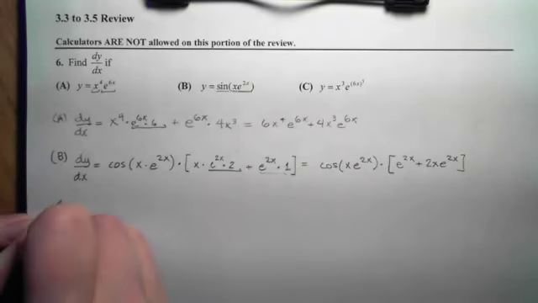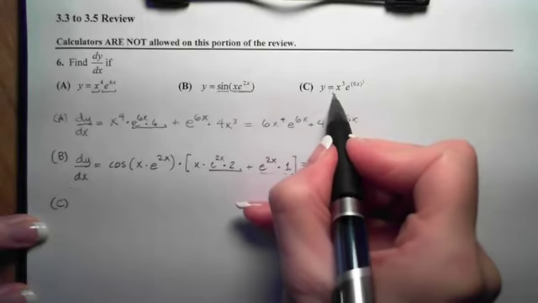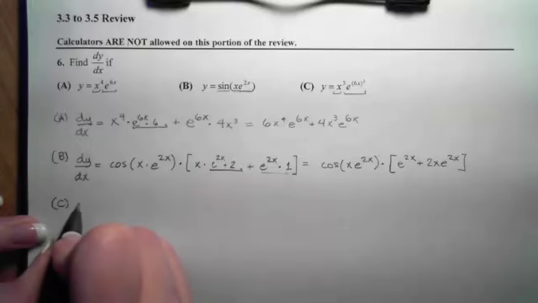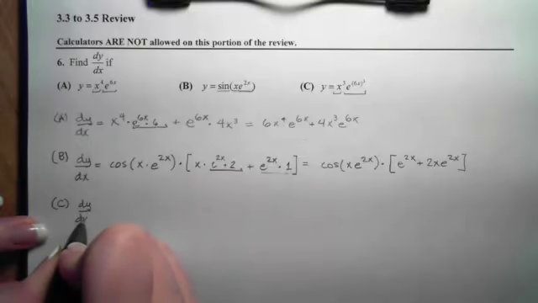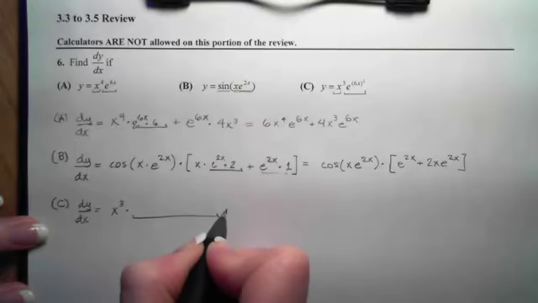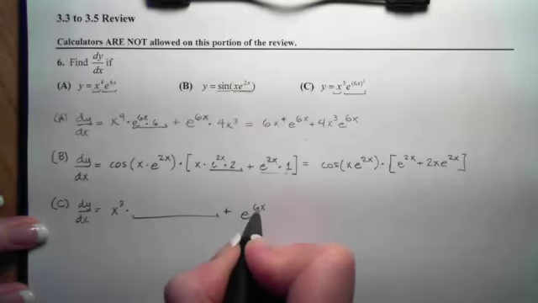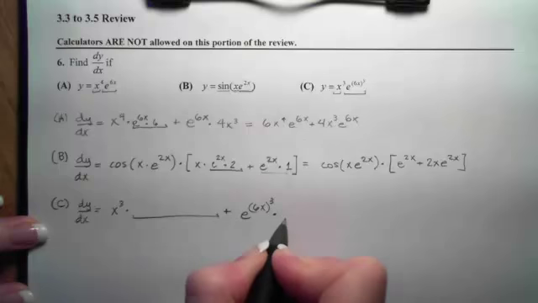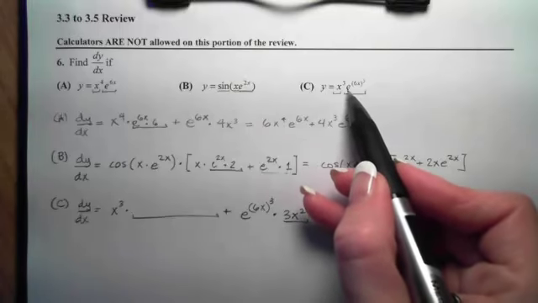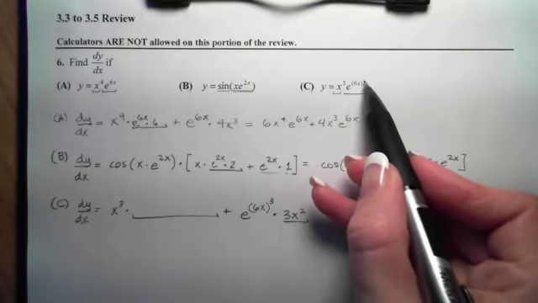Okay, last one, C. Again, we have two things that are being multiplied together, so my first rule will be the product rule. So I will have the first one times the derivative of the second plus the second times the derivative of the first. So derivative of the first was pretty easy. Derivative of the second is going to be a little tougher. I have an e raised to a power raised to a power.